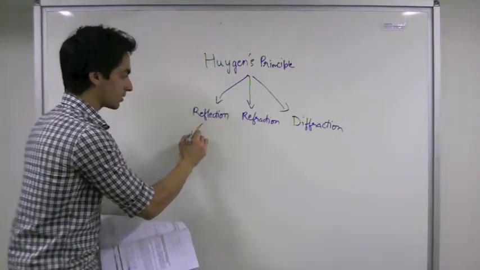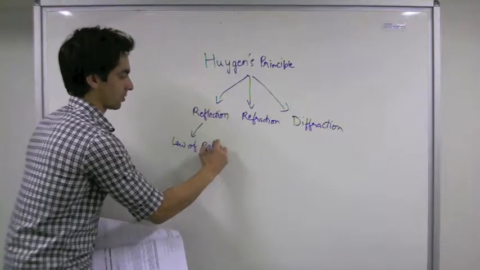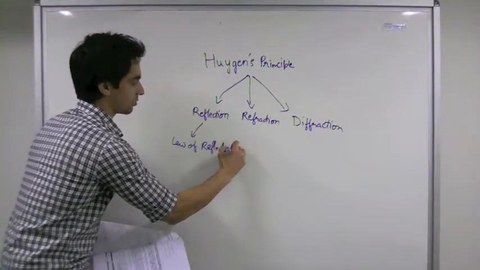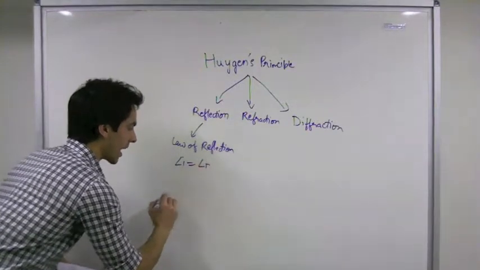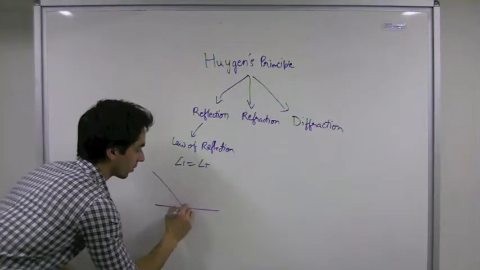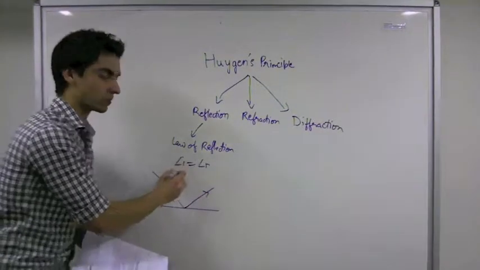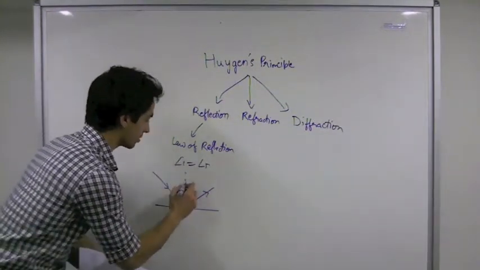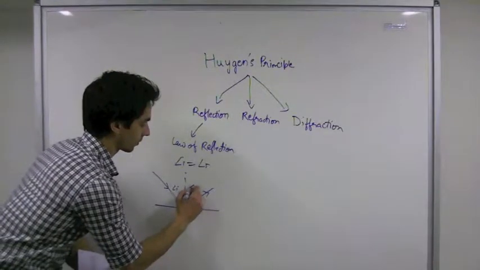In reflection, we have the law of reflection, which simply states that the angle of incidence will be equal to the angle of reflection for a wave that is reflected off a surface. And when we are talking about the angle of incidence and reflection, we are always measuring the angle from the normal. Okay?